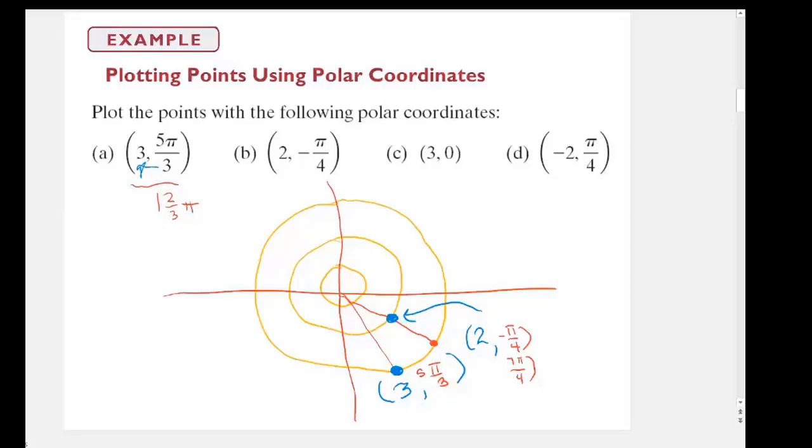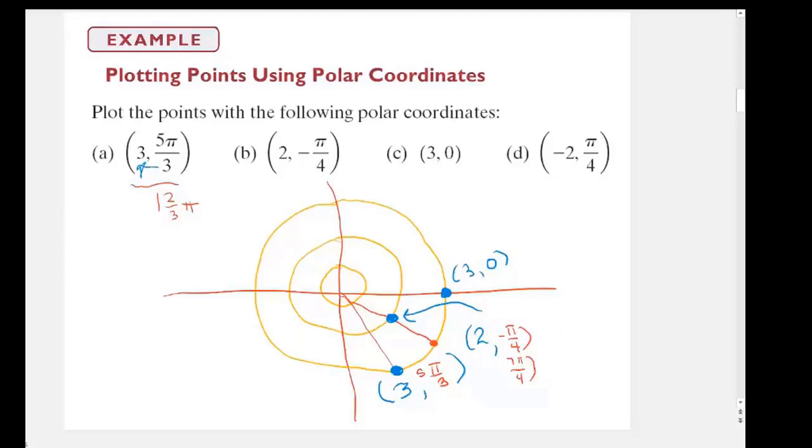3, 0, well, that's kind of easy because our angle is 0, degrees or radians, and our radius is 3, so we count out 3 circles, and we stay at 0. So this is 3 comma 0.